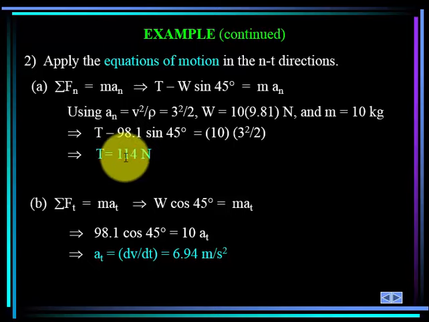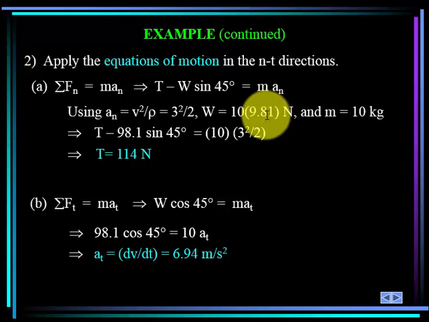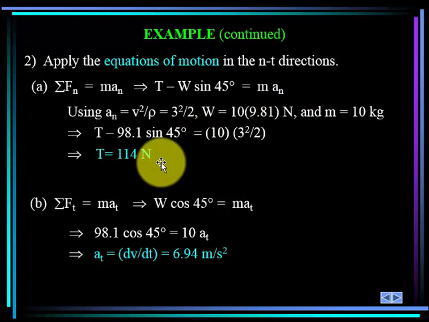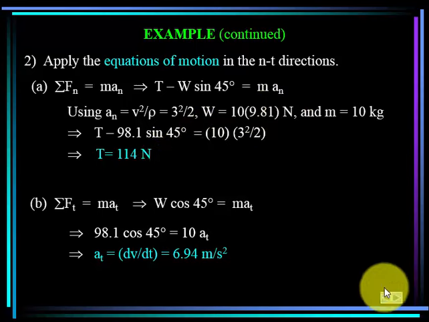Now, one thing to notice real quick. What does this object weigh? It weighs a mass of 10 times 9.81. It weighs 98.1 newtons. Our rope tension is higher than the weight. Why is that? It's because of that centripetal acceleration.